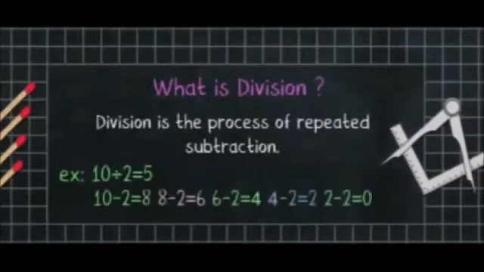Have a look: 10 minus 2 is equal to 8, and 8 minus 2 is equal to 6, and 6 minus 2 is equal to 4, and 4 minus 2 is equal to 2, and 2 minus 2 is equal to 0. Thus, we subtracted 2 five times from 10. So we can say that division is repeated subtraction.